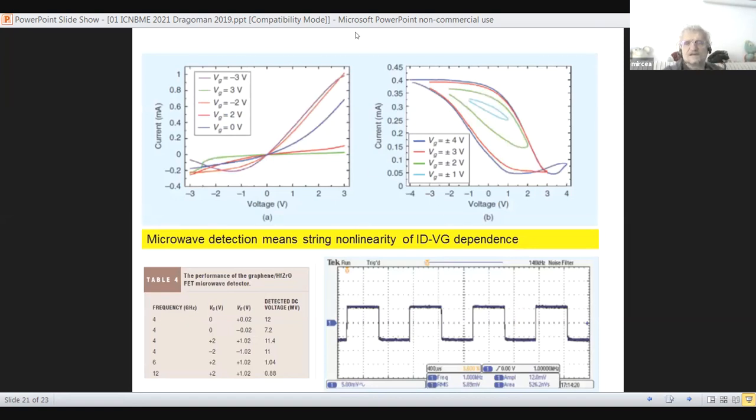And you can see again here the memory effect that we collected in the drain current, gate voltage dependence at various sweeping of the gate voltage, when the drain current is about 0.1. It is a detector with a memory.